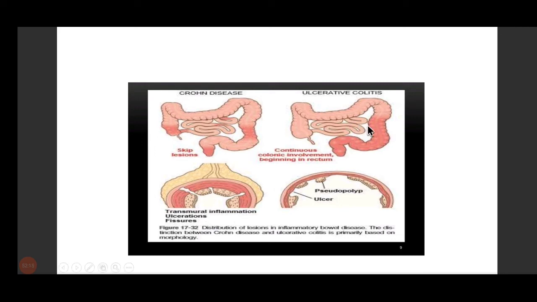Okay. In ulcerative colitis, there is a diffuse involvement. Like there are no skip lesions seen, and the involvement will be diffuse. Okay. And basically it involves the colon, and in Crohn's disease, any part of GIT can be involved. In ulcerative colitis, you will see these pseudopolyps, ulcers.